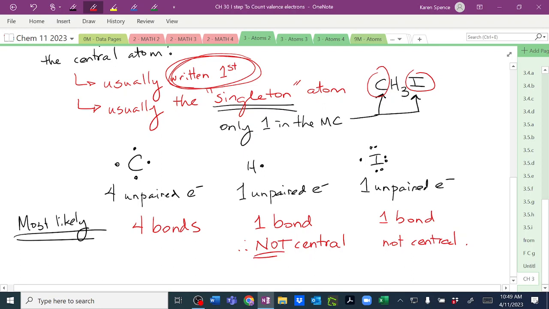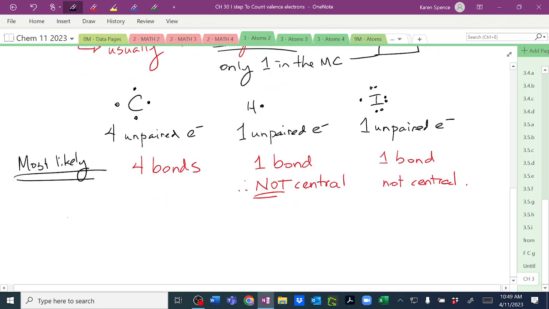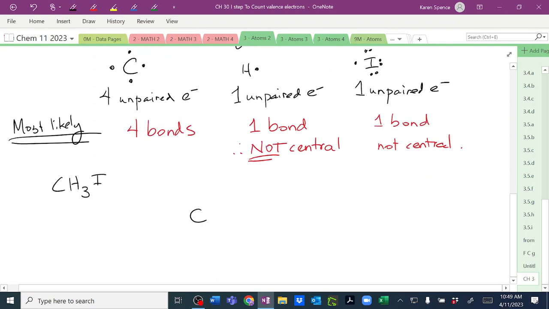Okay, so we're going to put carbon in the middle. Remember, we have CH3I. Carbon goes in the middle. We will put things at the top, at the bottom, on the side, and on the side. Top, bottom, side, side. And we have 3 hydrogens. Does it matter where you place them? No. H, H, H, I. So that is our skeleton structure. Put the central atom in the middle and attach everybody to it with bonds.